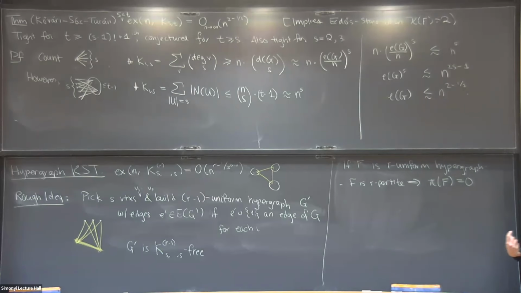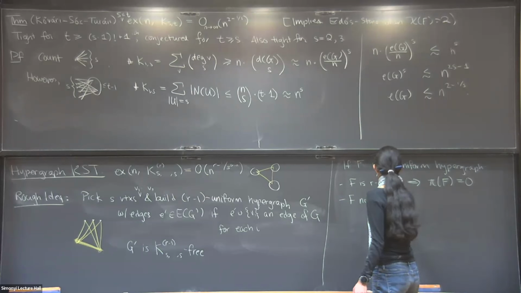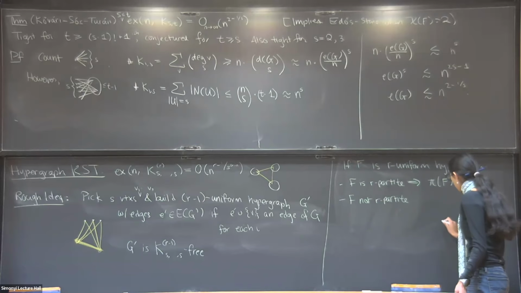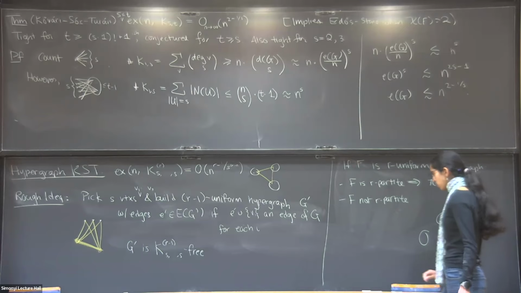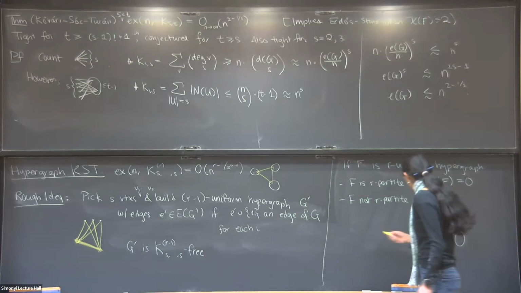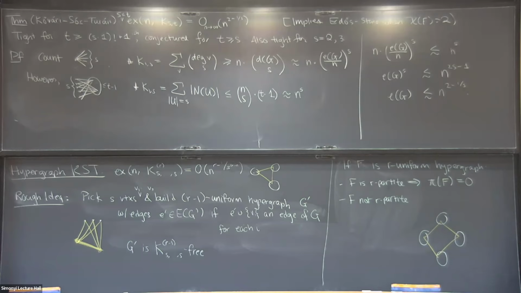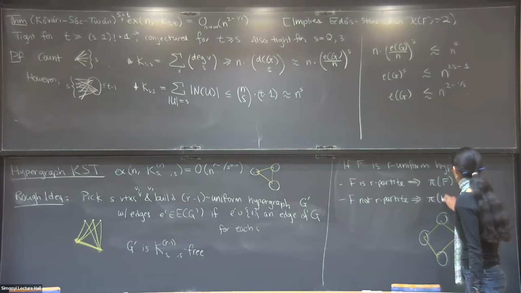Now, if F is not R-partite, there's a very simple construction, which is you take R parts, and then you take every hyperedge that has one vertex in each part. So this is a blow up of a complete hypergraph, just a complete R-partite, R-uniform hypergraph. And this guy has density R factorial over R to the R. You can just compute it out explicitly. So that gives me a lower bound on my bound.